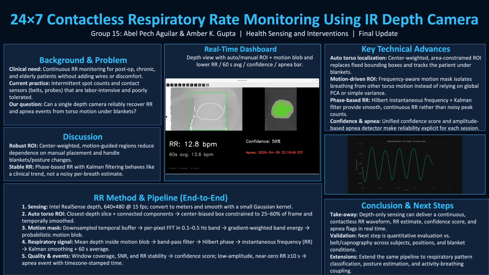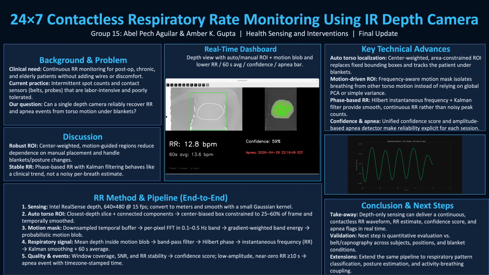Now, if you look at the figures, the dashboard figure in the middle shows the system as a clinician would see it: a depth image with the green auto ROI or yellow manual ROI and a motion blob contour; a torso panel where breathing motion is color coded so you can visually confirm the pattern; and the status bar with instant RR, 60-second average, confidence, and any apnea timestamp.